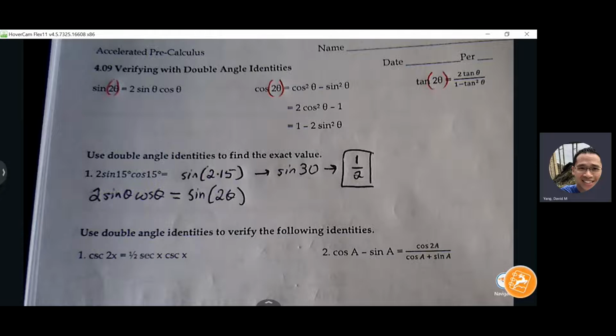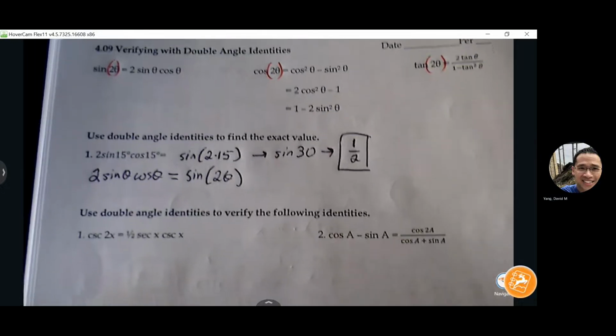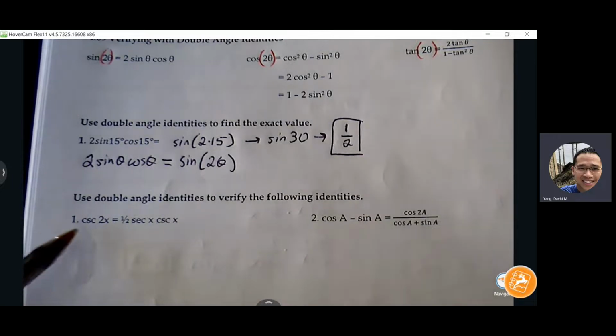Okay, so today we're just going to be working with these double angle identities. So we're going to expand them. And just like how we've done in the past, we're going to work on one side and find our way to the other side. Okay, so number one here, use double angle identities to verify the following identities.